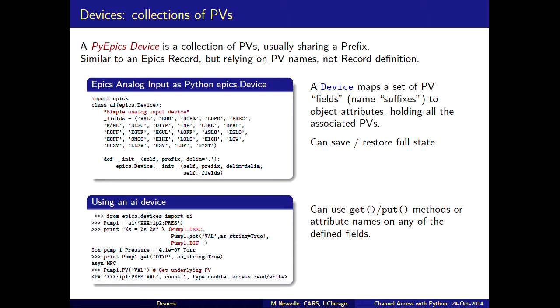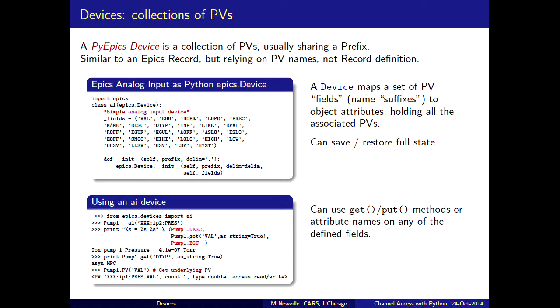So this would just make an analog input device, and it would create PVs out of all of these components of an analog input record with that code there. Then you can import an AI device and create this. So a pump would be an analog input with this PV, and you can immediately get at its description PV, which is up here someplace. You can just say .desc, because that's one of the field names. And you can get the value as a string, and get the engineering units. And that would print out this line here.